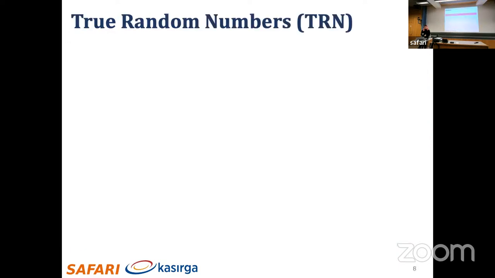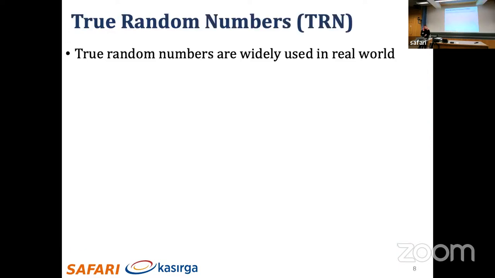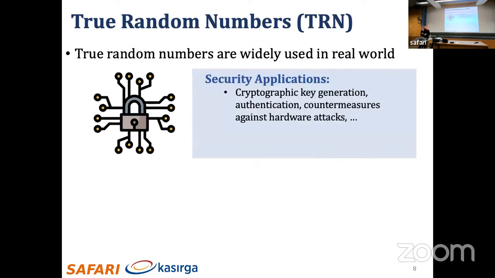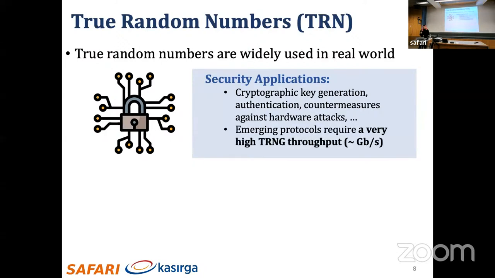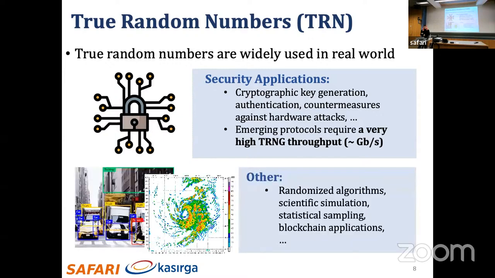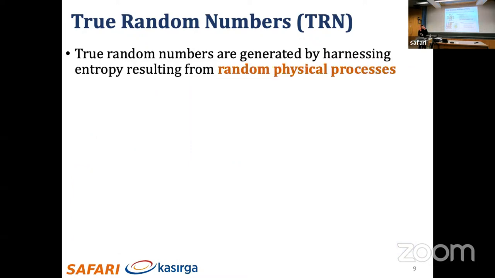Let's continue with the motivation. True random numbers are used in many real-world applications, and the quality of the random number is especially important for a wide range of security applications, such as cryptographic key generation, authentication, and countermeasures against hardware attacks. Emergent security protocols such as quantum key distribution protocols provide stronger security guarantees against attacks that target weak random numbers. These protocols require a higher random number throughput, in the order of several gigabits per second. Other use cases of true random numbers include randomized algorithms, scientific simulation, and statistical sampling.